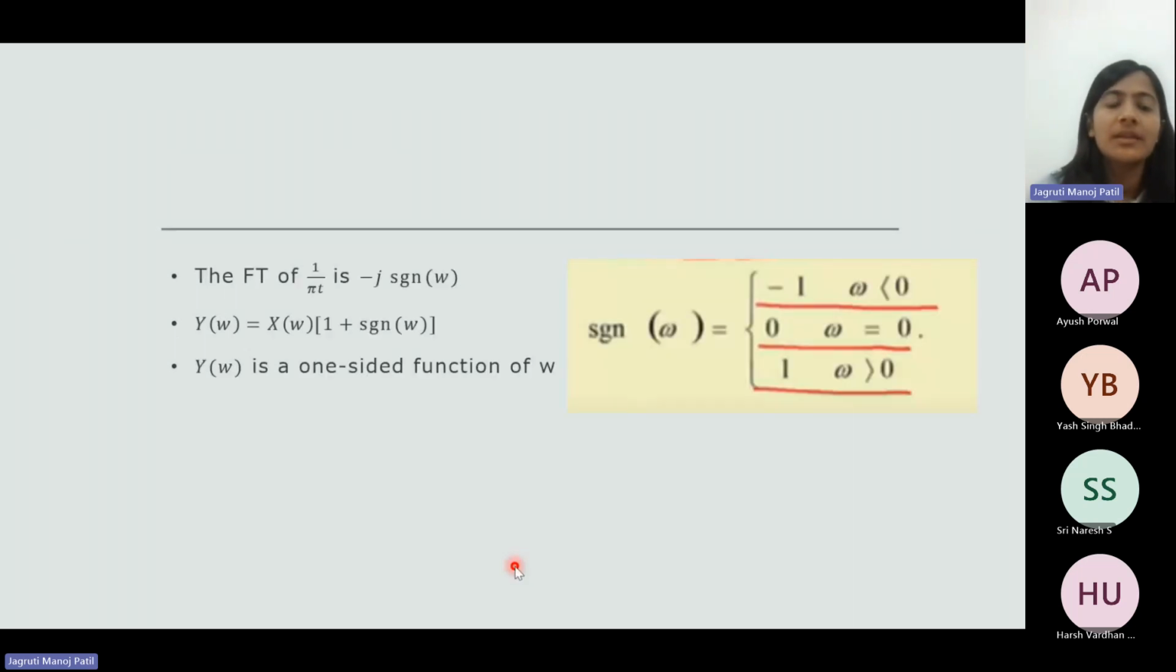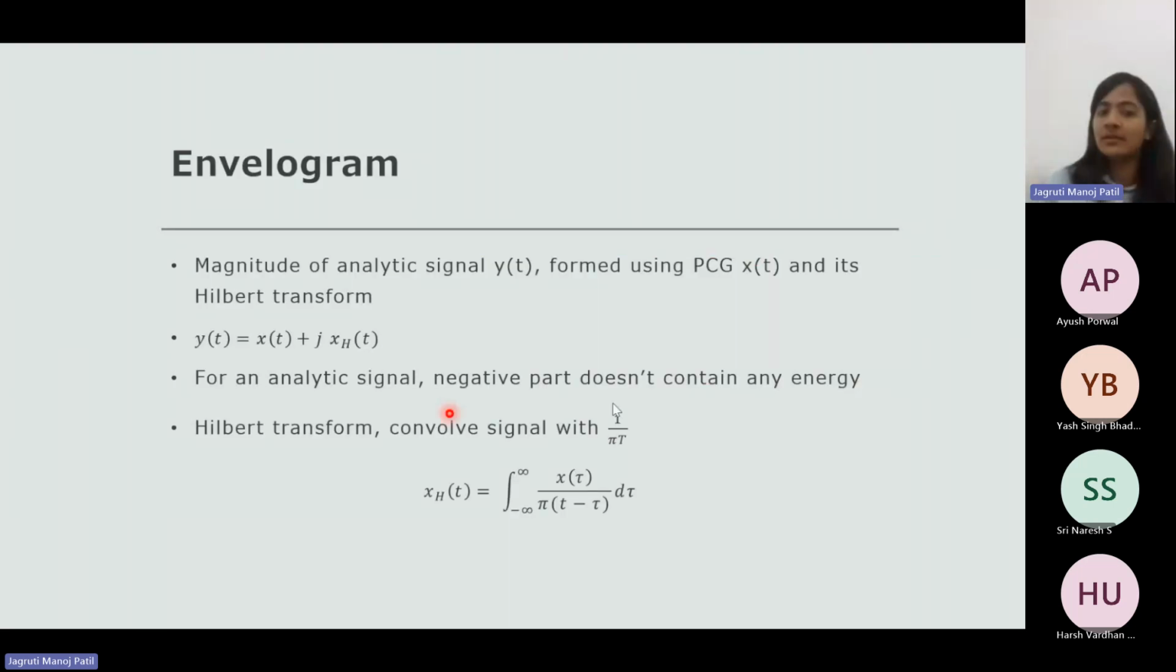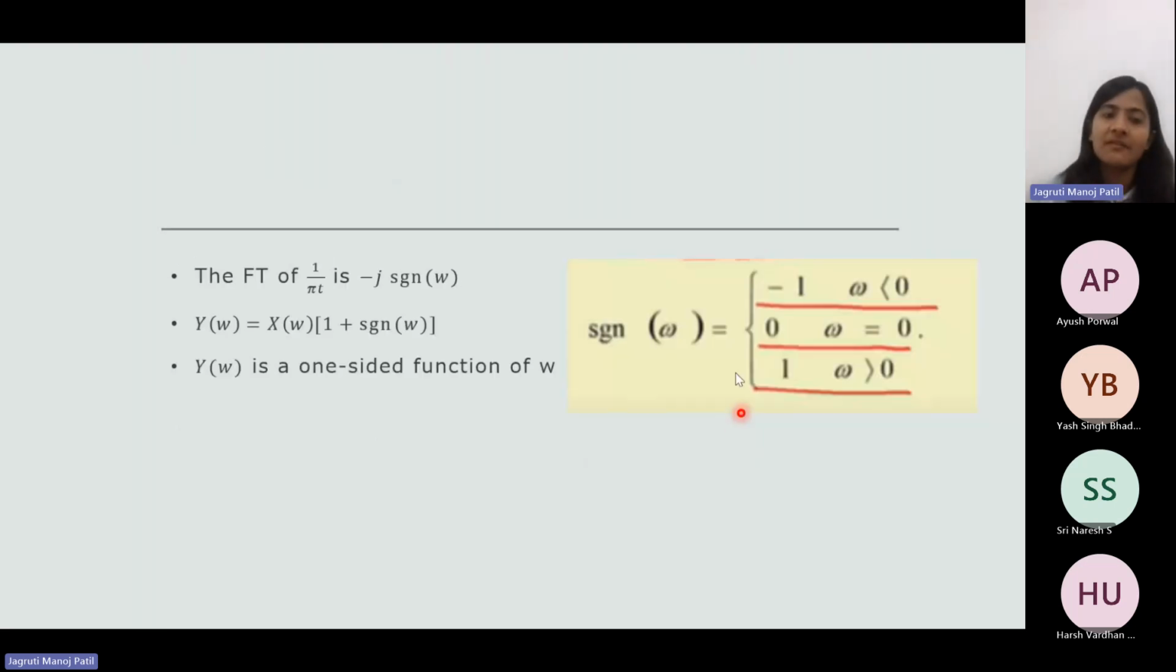Next, the Fourier transform of 1 by pi t is negative j times the signum of omega. The signum of omega is negative 1 for the negative part, then 0, then positive, so it's a kind of step that's positive and negative. But why did we take the Fourier transform of this signal? Because if you do the multiplication in the frequency domain, you can multiply the signal with negative j signum of omega. So the Fourier transform of x of n, X of omega, is multiplied by this particular signal, and then it is always 1 plus the signum.